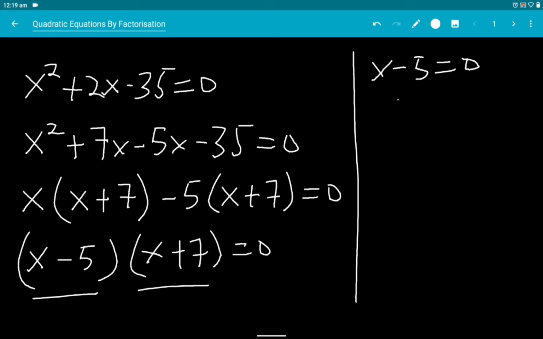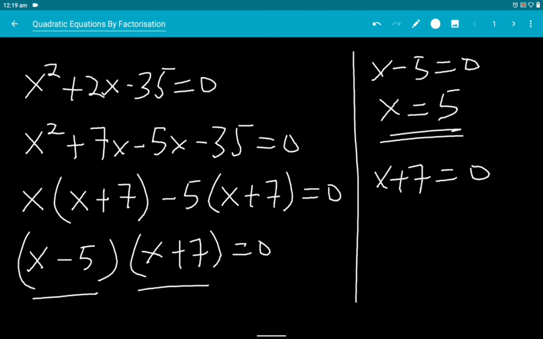Then I move the 5 to the other side to make x stand alone, so x will be equal to 5. So this is my first answer. Now my second answer will be x plus 7 is equal to 0. Therefore x is equal to negative 7. So it means that if I solve this quadratic equation, I will have two answers.